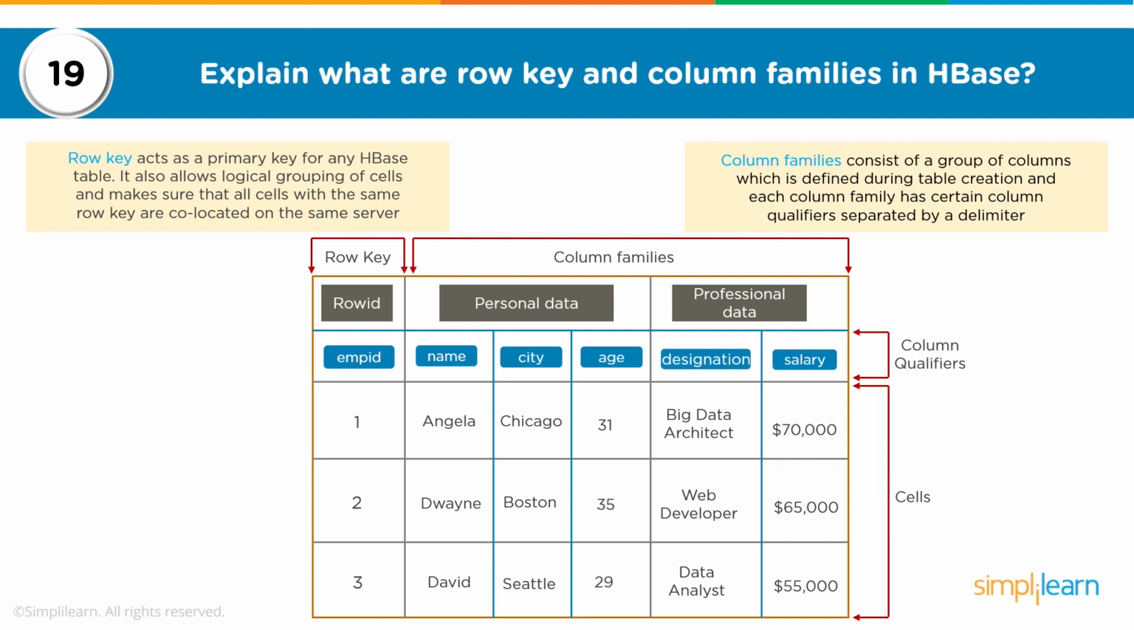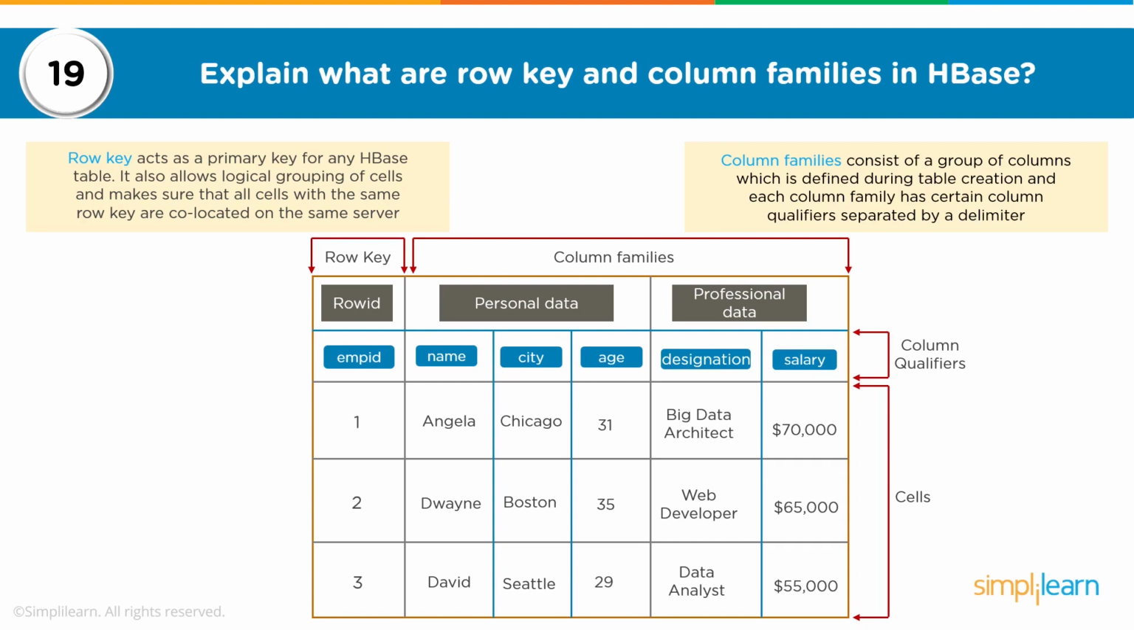So a column family consists of a group of columns which is defined during table creation, and each column family can have any number of column qualifiers separated by a delimiter. Now, a combination of row key, column family, column qualifier such as name, city, age, and the value within the cell makes HBase a unique 4-dimensional database.